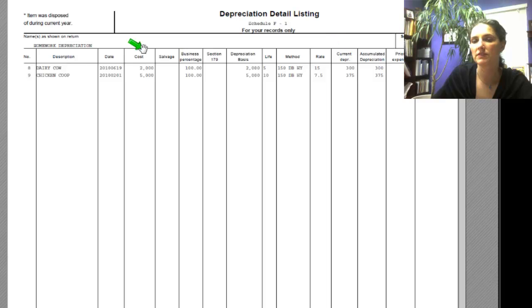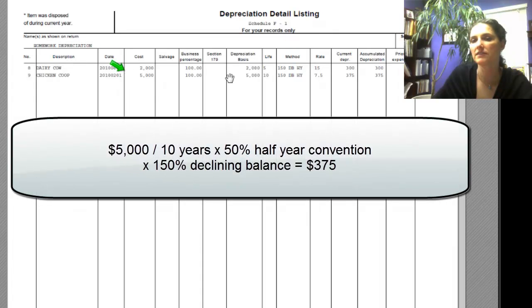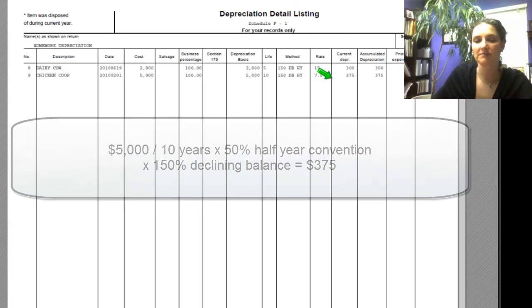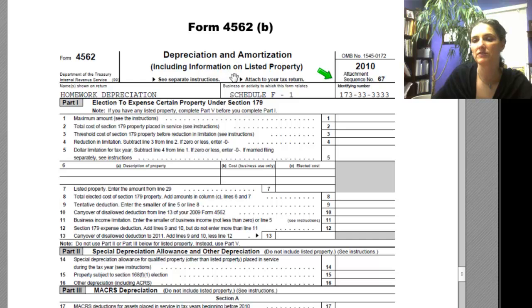The chicken coop is, of course, 10-year property. It also has a 150% declining balance being applied, so we take the $5,000 cost. We divide that by 10 years. We then apply 150% declining balance after applying the half-year convention. So we essentially go 5,000 divided by 10, divided by 2, multiplied by 1.5, and that gives us $375. Here is the depreciation schedule. We've entered Schedule F1 because this is the farming activity.